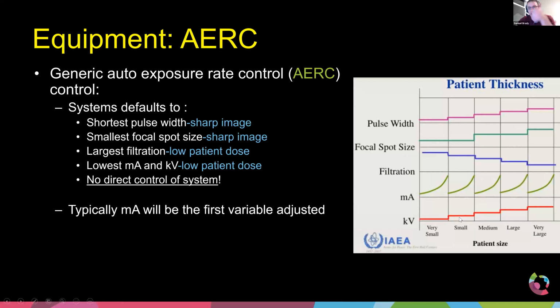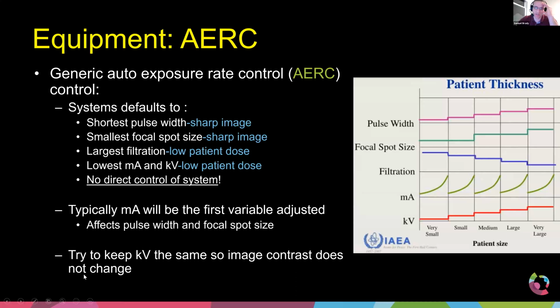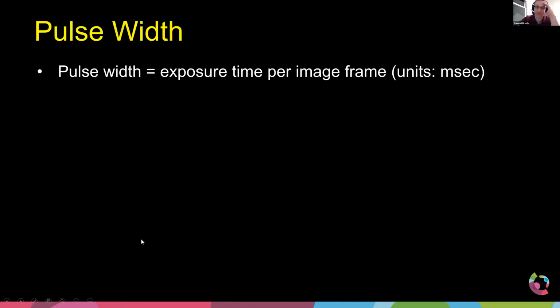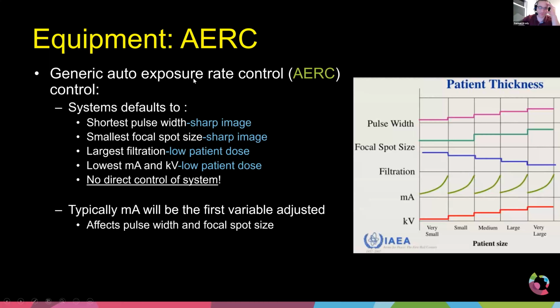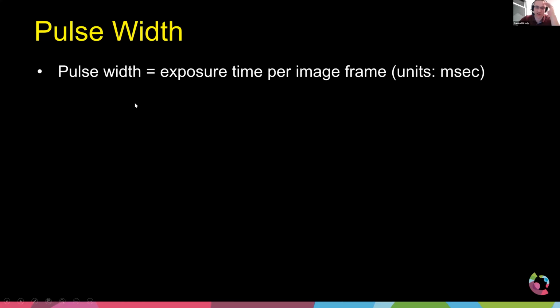If the KV went up, contrast changed in the image. If the focal spot has to get bigger, resolution changed in the image. If the pulse width goes up, resolution changes. If the filtration changes, there are some effects on resolution and other things, but obviously patient dose changes. So the MA is typically the first thing to change. What the system is trying to do is keep the same KV, so the contrast is the same, at the lowest value possible. So let's start talking about each one of these.